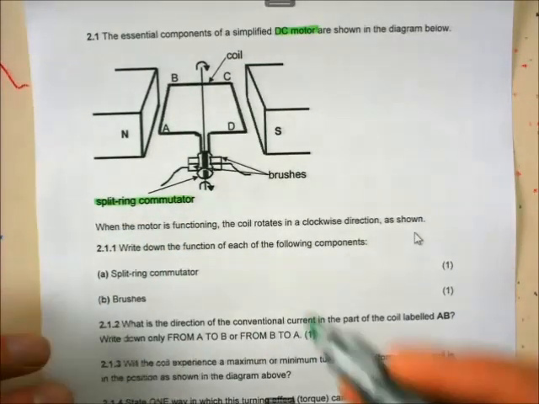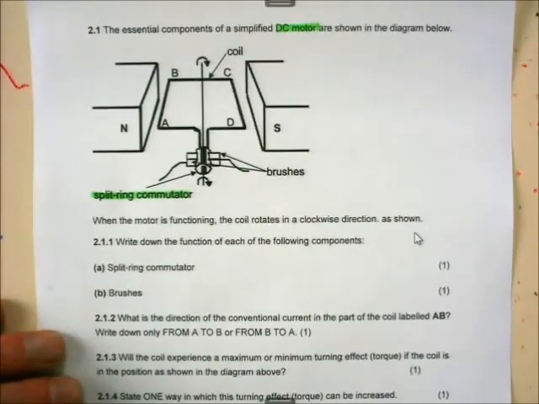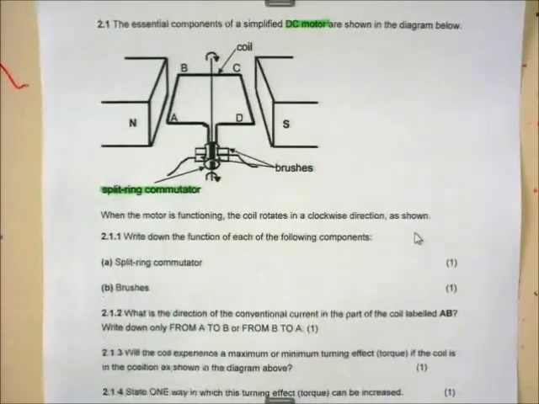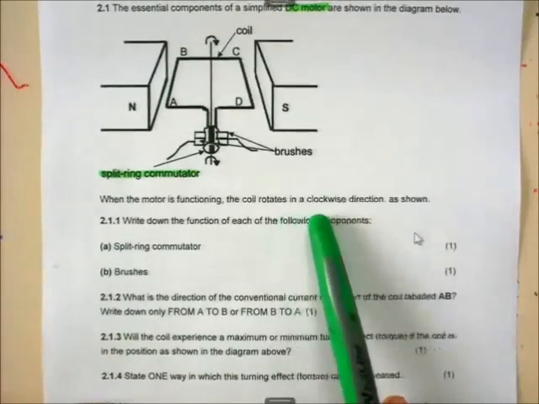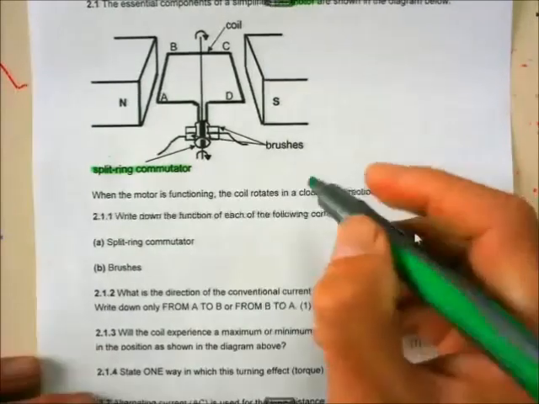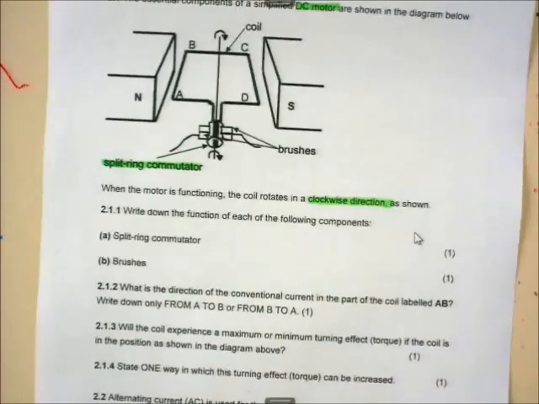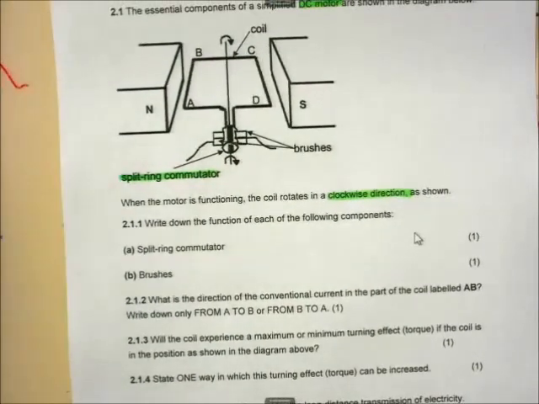So if I have DC electricity that I provide, I will use a split ring commutator, and that will give me a DC motor. I'm providing direct current. When the motor is functioning, the coil rotates in a clockwise direction. You can easily read over things like this. So that's why I like to have a highlighter with me whenever I even do question papers. There is important information. When it's functioning, it is rotating in a clockwise direction.